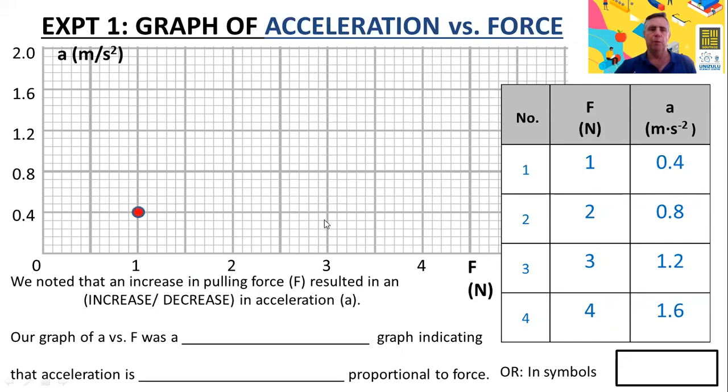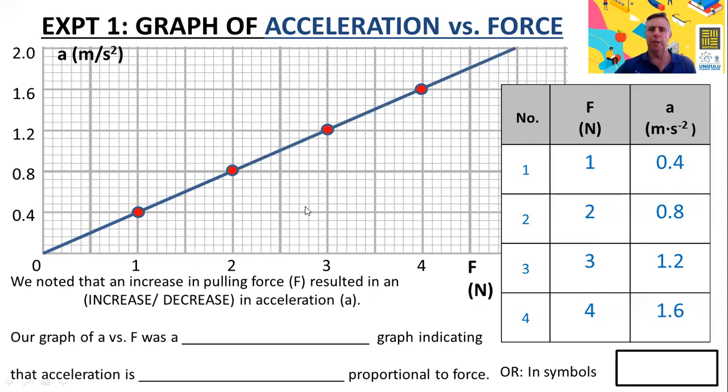In plotting the points, the first point there, we see force is 1 and acceleration is 0.4. So the point is there on the conjunction of those 2 values. Second one is 2 newtons, 0.8 meters per second squared. Third point is 3 newtons, 1.2, and the fourth point is 4 newtons, 1.6. These were very easy to plot because they fall nicely on the intersections of the large blocks. Then we must plot the best fit line through those, and we can see that the line not only goes through the points, it also goes through the origin.